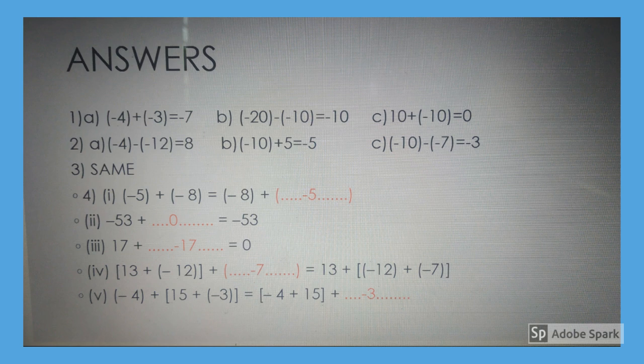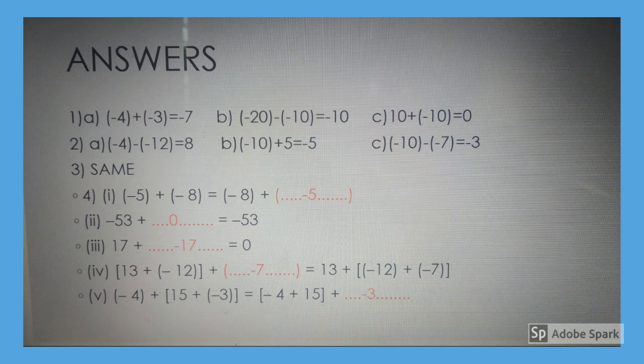So the fourth one, 13 plus -12 plus -7 is equal to 13 plus -12 plus -7. This statement applies the associative property. So you should be very careful while writing all of these statements.